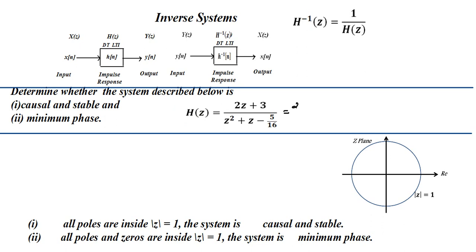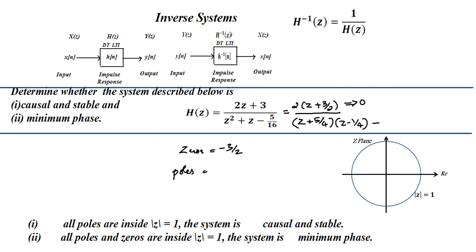For that we can first factorize this equation, so the numerator becomes 2(z + 3/2), and the denominator after factorization becomes (z + 5/4)(z - 1/4). For the zeros, we equate the numerator to 0, so we get minus 3/2. For the poles, we equate the denominator to 0, so we get two values: minus 5/4 and 1/4. Now we need to check whether the system is causal and stable.